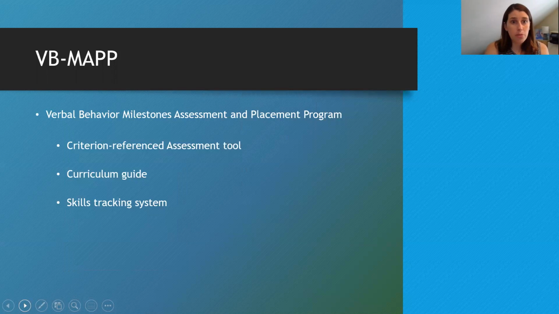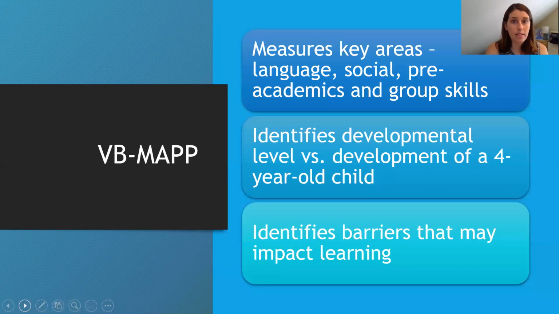The VB Map is a verbal behavior milestones assessment and placement program. It is a criterion referenced assessment tool, a curriculum guide, and a skill tracking system.